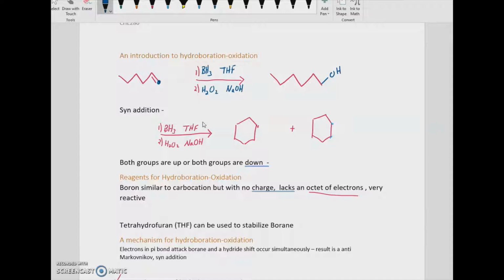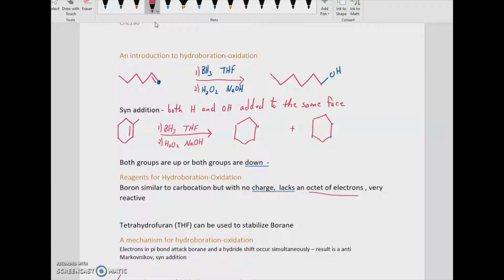Now, in addition to anti-Markovnikov, I said that it was syn addition. And with syn addition, let me draw my substrate in here. That means that both the proton and the hydroxy are added to the same face. And I will show you what I'm talking about.